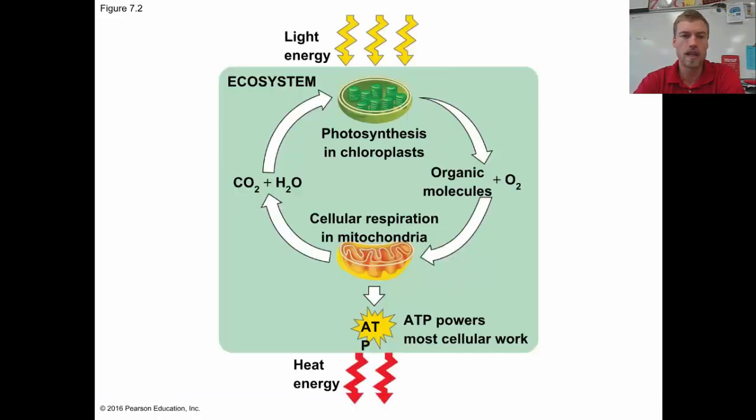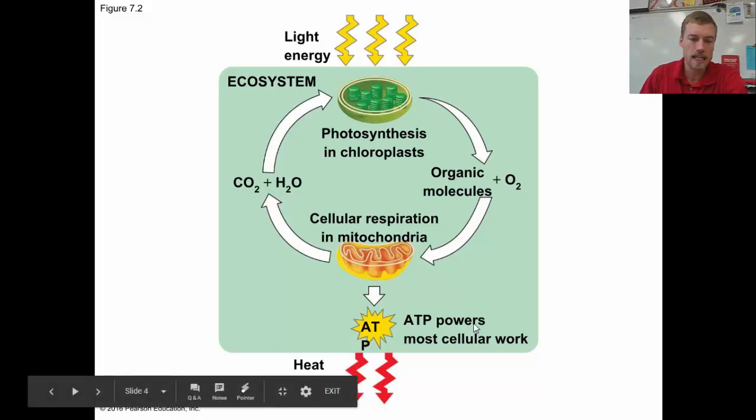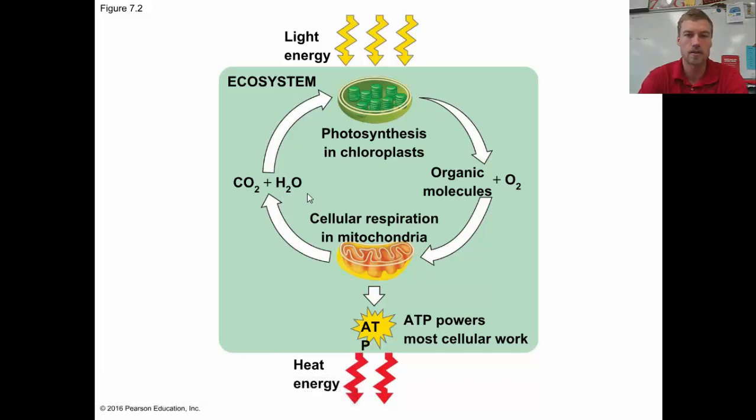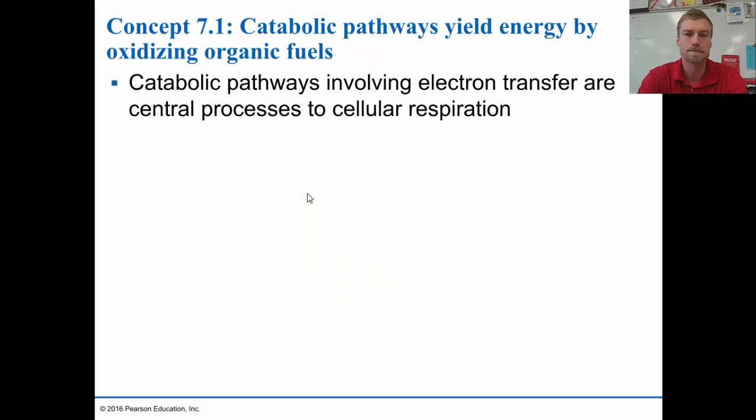Here's just a diagram showing that process. Light is coming in. It powers the chloroplast to do the process of photosynthesis that then produces organic molecules and oxygen. They will then go into the mitochondria, enable cell respiration to take place, which is going to produce ATP. ATP is going to power cellular work, and then we're going to produce some carbon dioxide and water that's going to be recycled in the process.